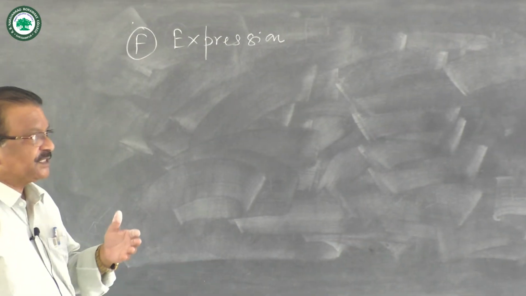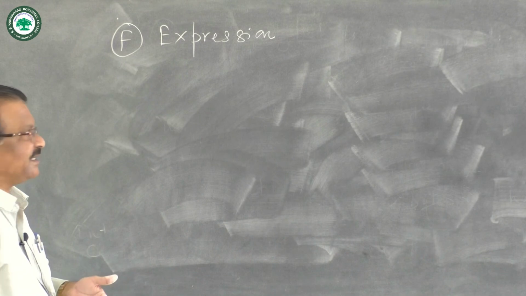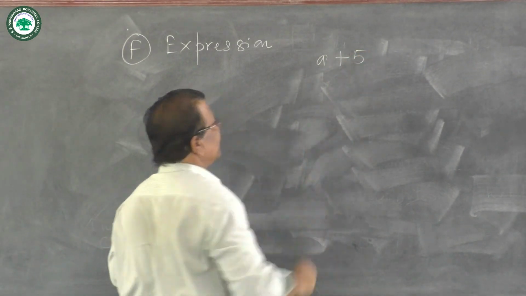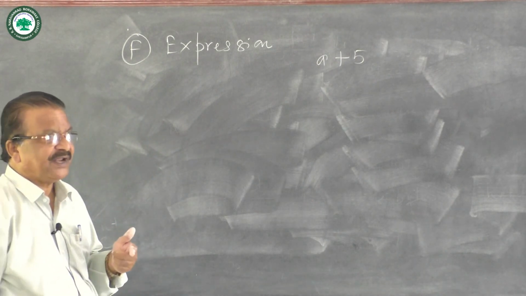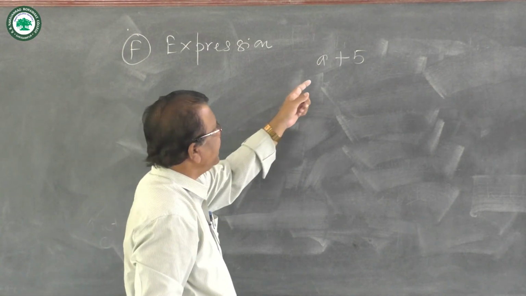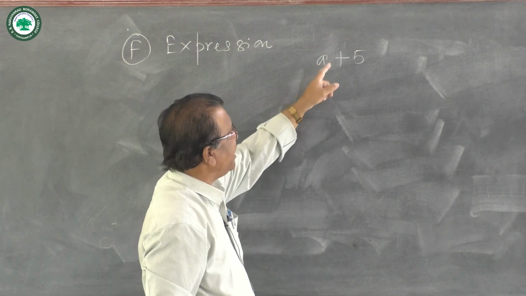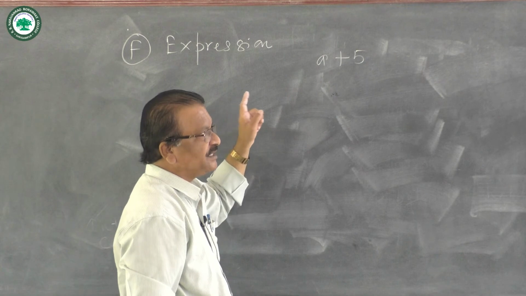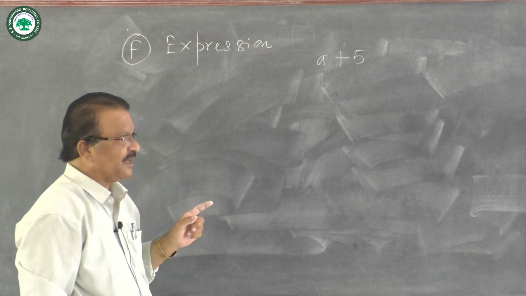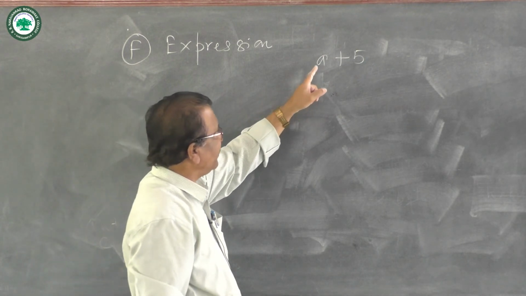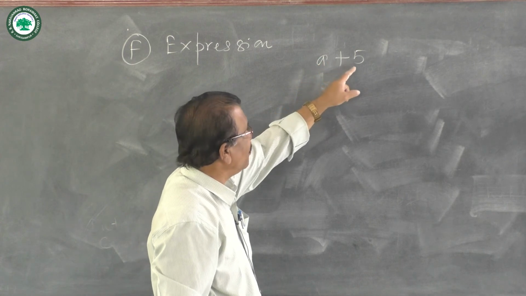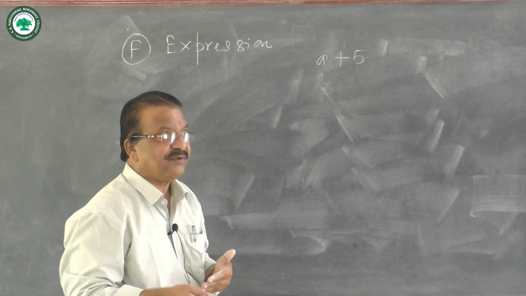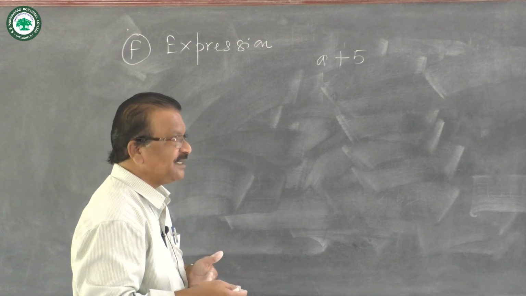So we know what expressions are even in mathematics. For example, a plus 5 is an expression. So how will you define it? A combination of variables and constants together with operators is called an expression. A combination of variables and constants together with operators that results in a single value is called an expression.